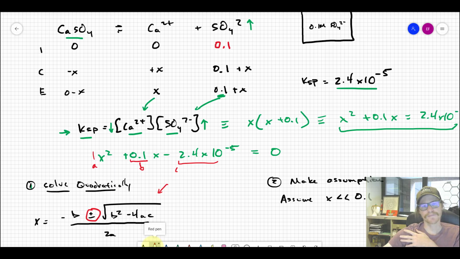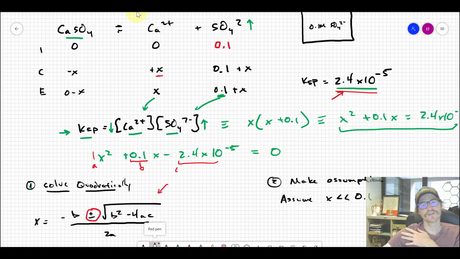So if you have a KSP, which tells you that the concentration of your two ions, when multiplied together, have to equal this value, how can you use that value to quickly ascertain whether or not X is going to be big or not, whether or not this thing is going to be soluble or not?